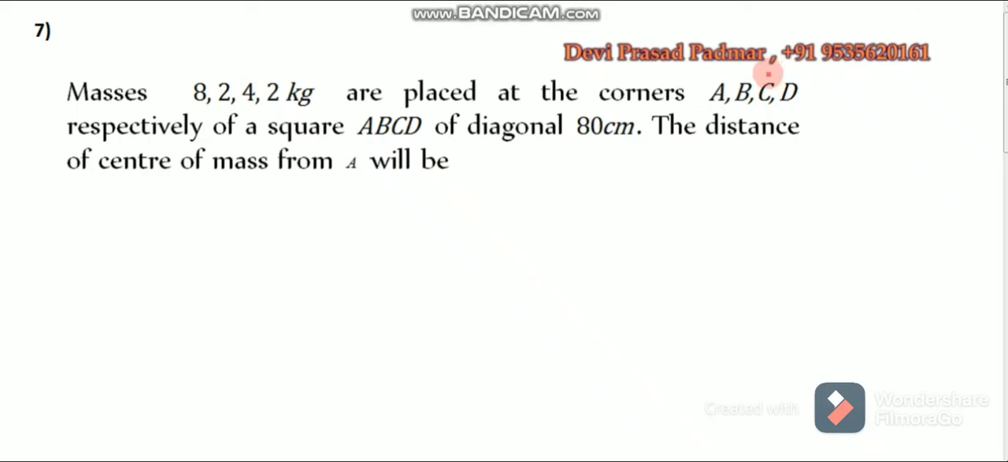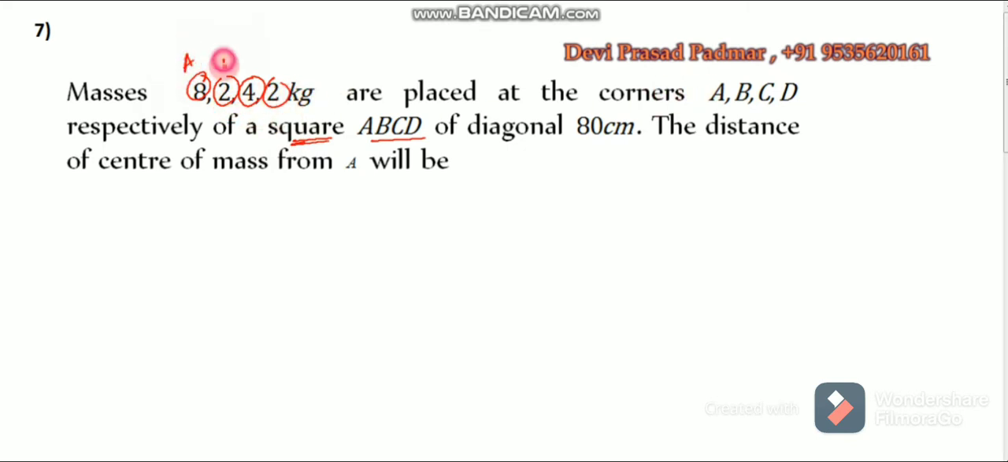Today we have one problem related to center of mass. The problem is like this. There are 4 masses, 8 kg, 2 kg, 4 kg and 2 kg. They are placed at the vertices of a square. A square ABCD is considered, and on each vertex certain masses are kept.